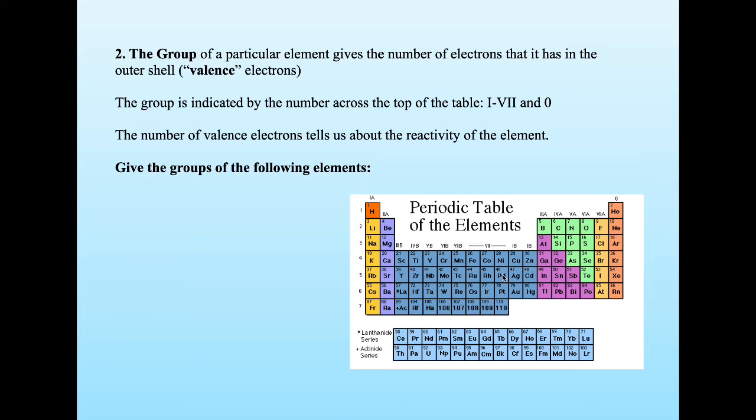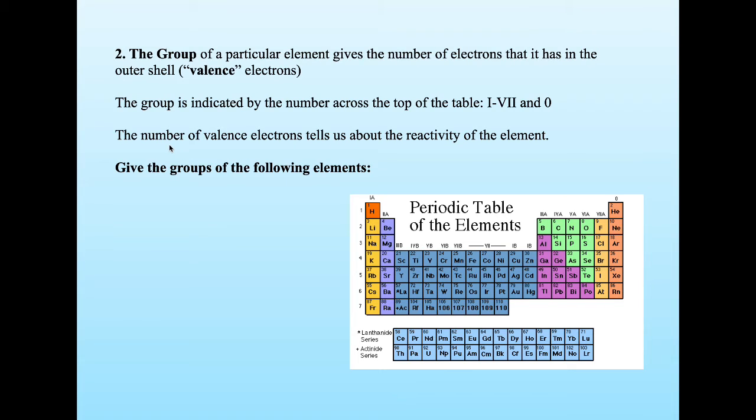The group of an element gives us the number of electrons in the outer shell, the valence shell, the outer shell. So we have here, look, 1, 2, Roman numerals. Ignore the transition elements because it's more complex. 3, 4, 5, 6, 7, and then group 0. The number of valence electrons tells us about reactivity and the characteristics of that particular element.